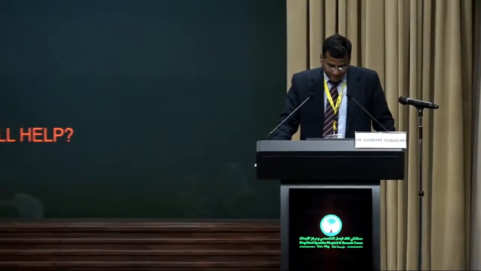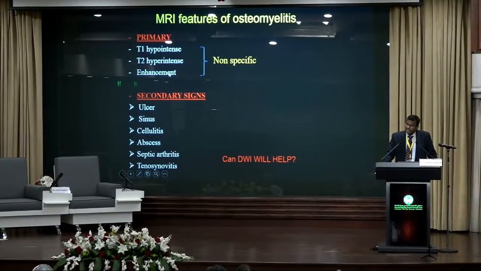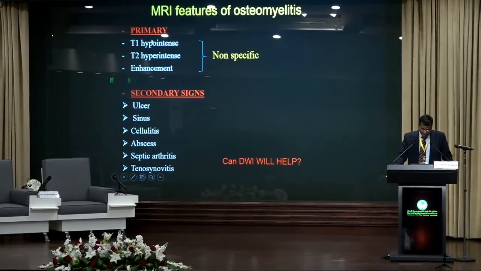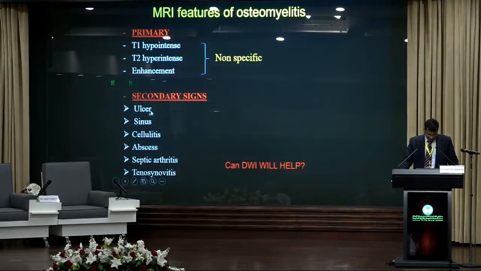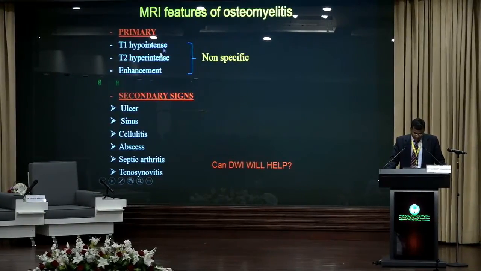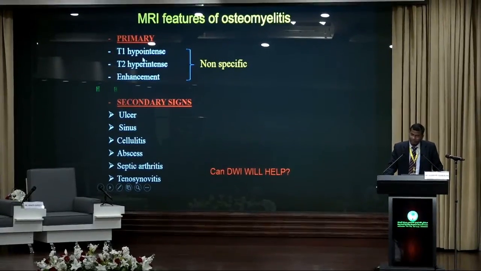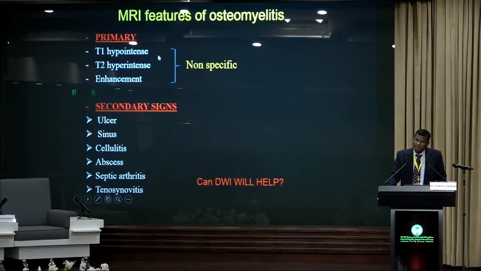So what are the features of osteomyelitis on MRI? The primary signs are T1 hypointensity, T2 hyperintensity, and enhancement. If secondary signs are available, like ulcer, sinus formation, and cellulitis, then there is a greater chance of osteomyelitis. But these signs are non-specific, as T1 hypointensity and T2 hyperintensity suggest edema. So many times these patients undergo biopsy for final confirmation. So we thought, probably diffusion weighted imaging can help in these patients.